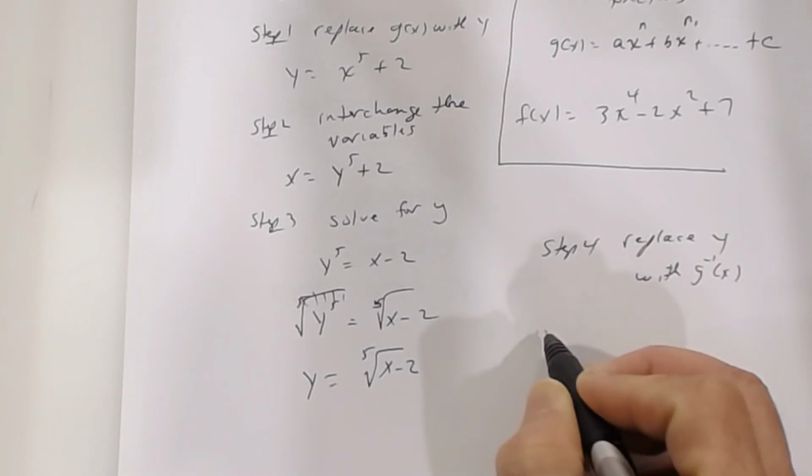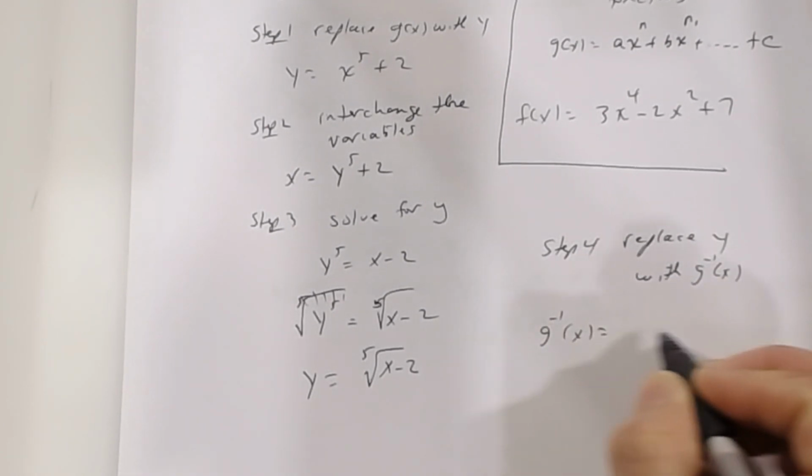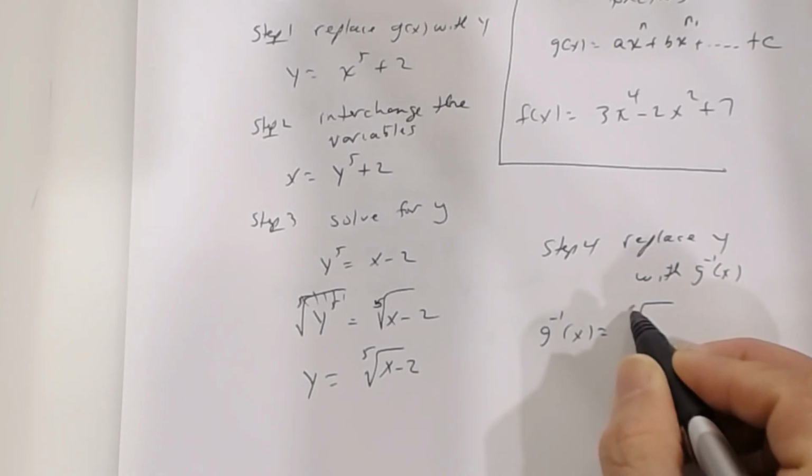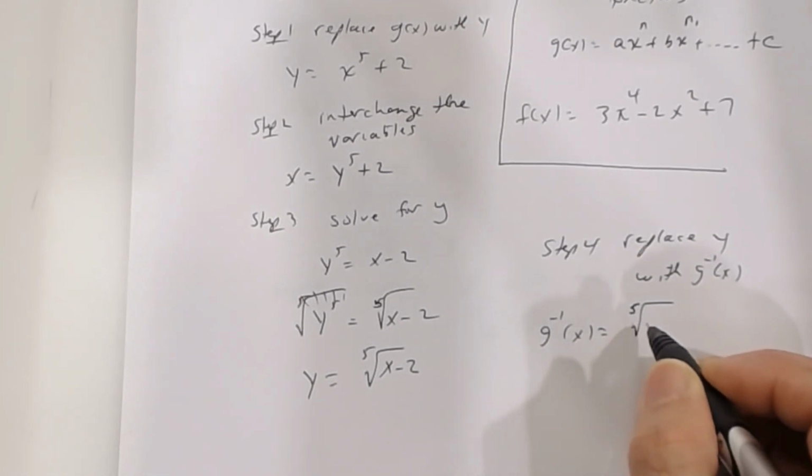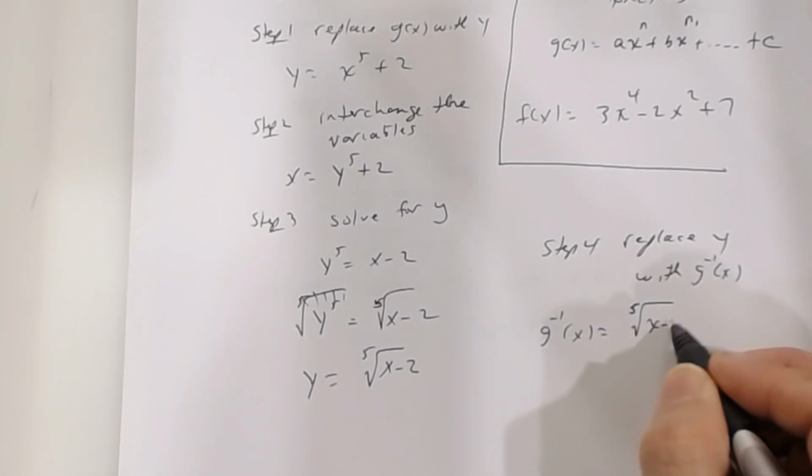All right. So your answer is going to be g inverse of x equal what? The fifth root of x minus 2. Okay.